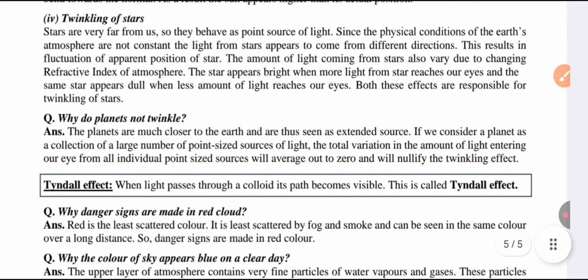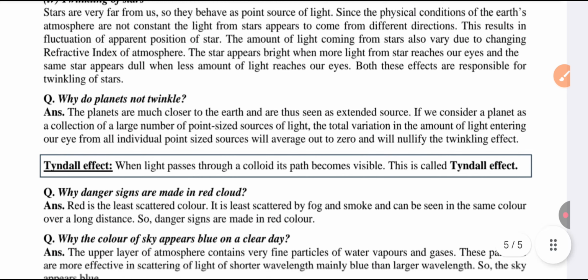Twinkling of stars. Stars are very far from us, so they behave as point sources of light. Since the physical conditions of Earth's atmosphere are not constant, the light from stars appears to come from different directions. This results in fluctuation of the apparent position of a star. The amount of light coming from stars also varies due to the changing refractive index of the atmosphere. The star appears bright when more light from the star reaches our eyes, and the same star appears dull when less light reaches our eyes. Both these effects are responsible for twinkling of stars.